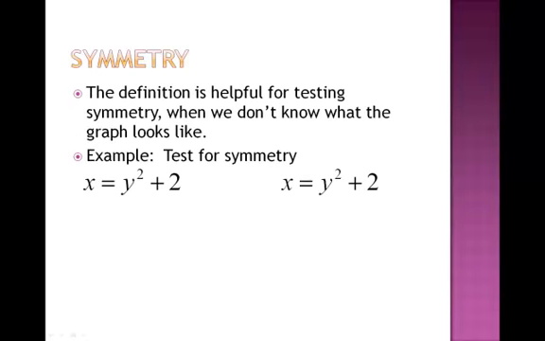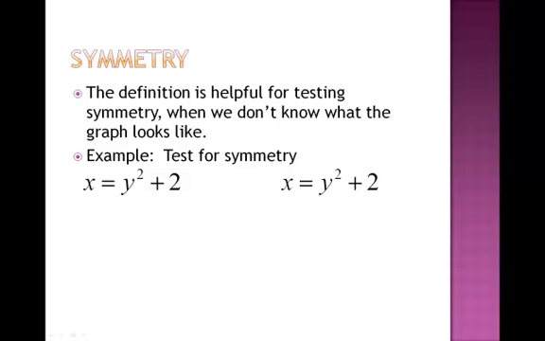Now that we have a test for symmetry when we don't have the graph, let's go ahead and give it a try with this example here. So I have the equation x equals y squared plus 2, and I'm really curious to see if this has symmetry or not. And I'm not going to look at the graph. I'm basically going to use those tests from the previous slide to see if it has symmetry or not.